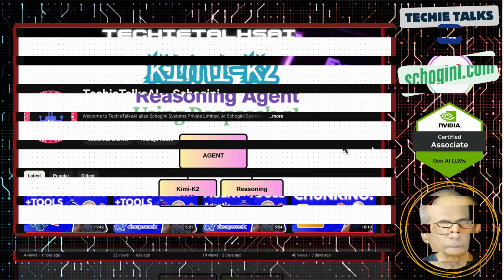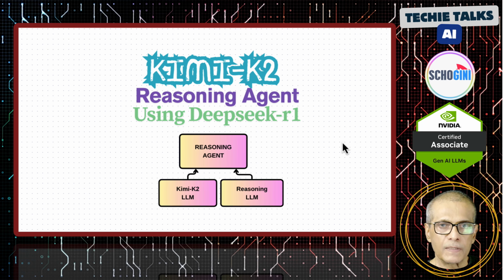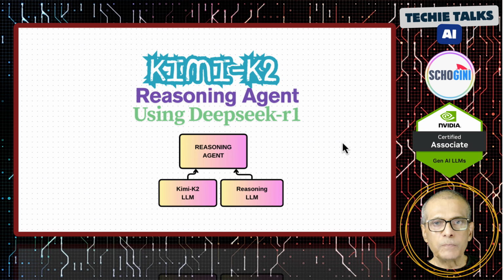What we will do in this video is, we will build an agentic application using Kimi-K2, but we will use DeepSeek to add reasoning to it. So this becomes extremely powerful.